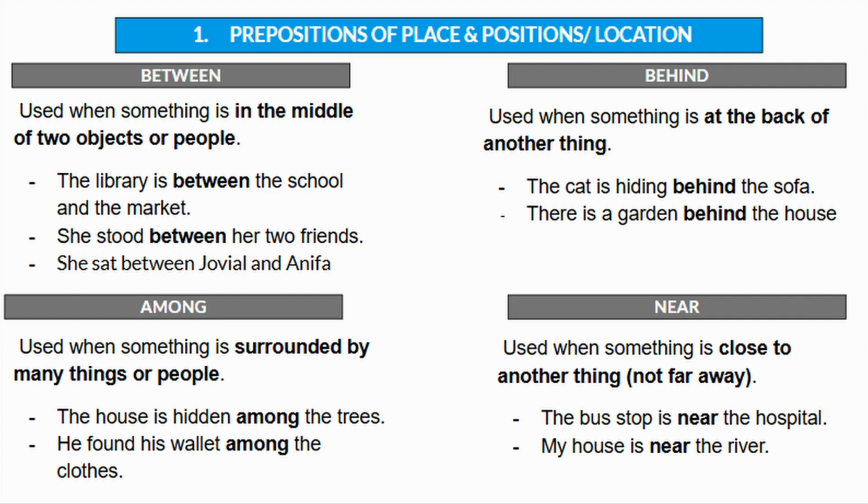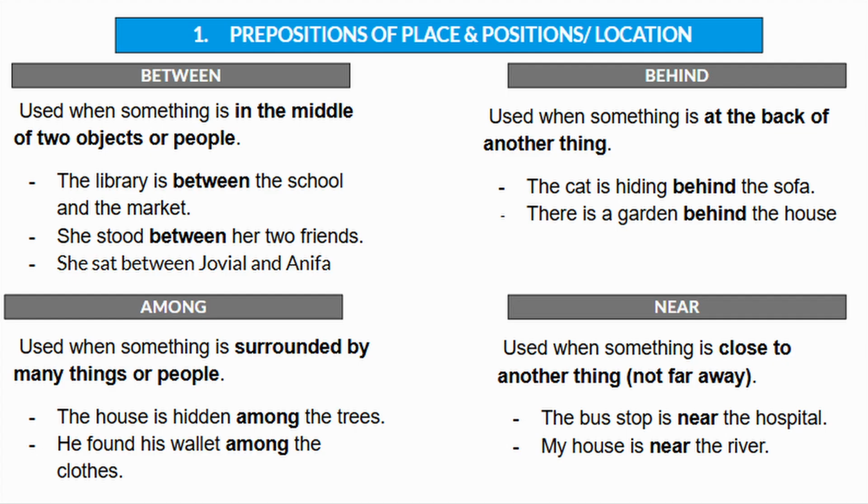We also have another preposition of place, which is behind. This preposition behind is used when something is at the back of another thing. For example, the cat is hiding behind the sofa. There is a garden behind the house. And the opposite of this, behind, we shall see it, it is in front.